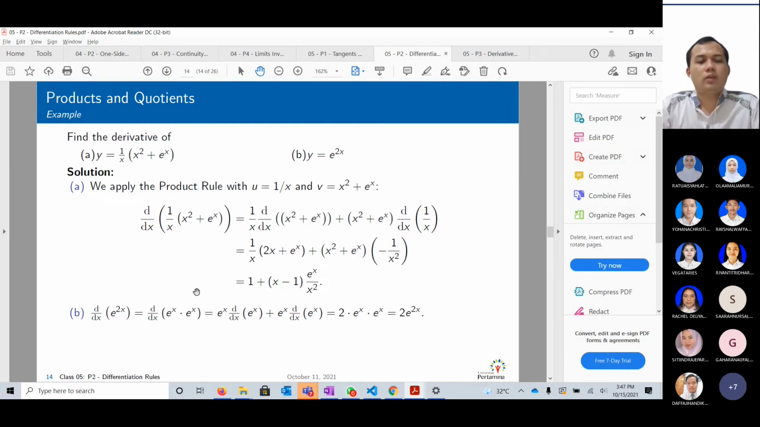In this case, we can also use the product rule because we know that the derivative of e power x is e power x itself. So e power 2x is actually e power x times e power x. Jadi e pangkat 2x adalah e pangkat x kali e pangkat x. Sehingga kita bisa menggunakan aturan perkalian ya, seperti ini. Sehingga kita bisa mendapatkan turunan dari e pangkat 2x adalah 2 kali e pangkat 2x.